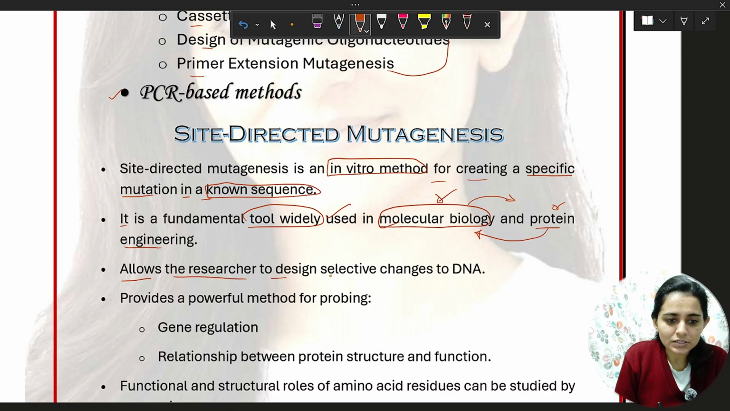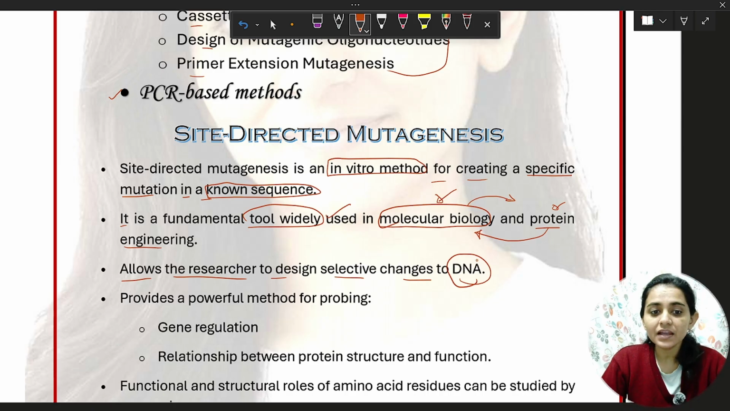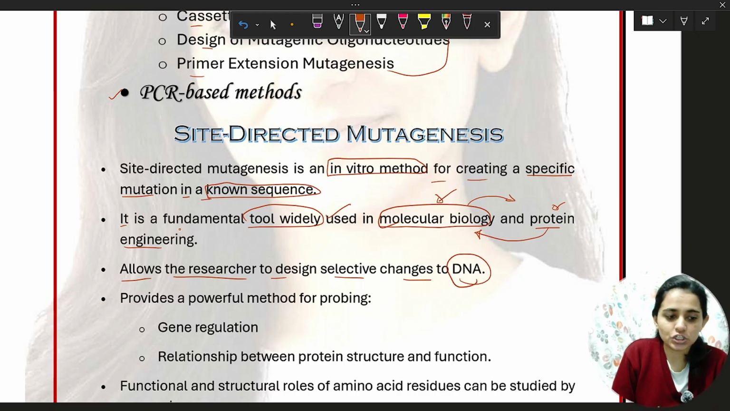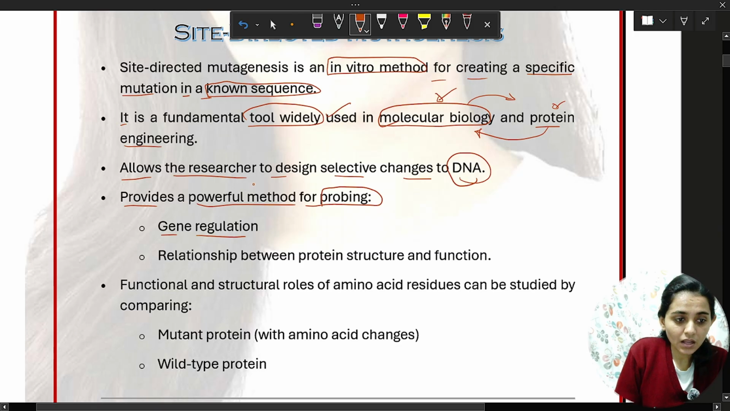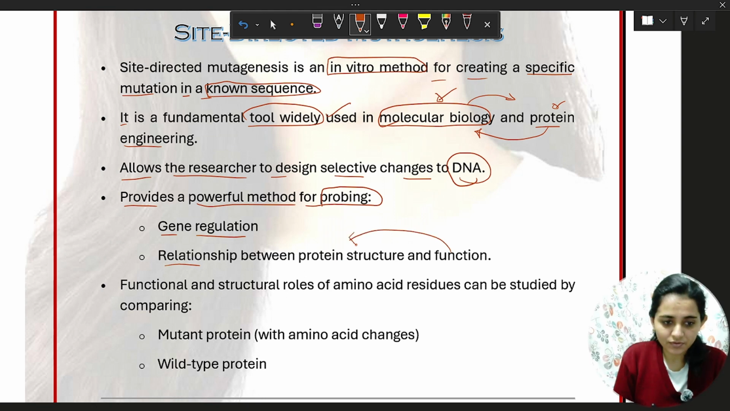It allows the researcher to design selective changes in DNA. Means what? In this mutagenesis, we allow a scientist or any researcher to do any type of mutation or change in DNA. That is experimental biology, and it provides a powerful method to probe gene regulation, how genes get regulated by us humans, and the relationship between protein structure and their function.